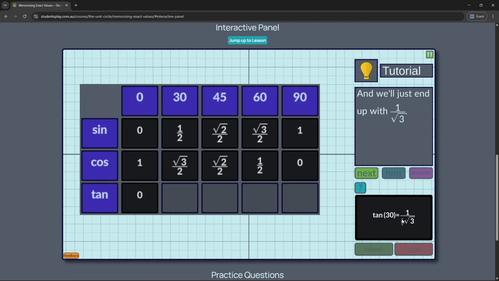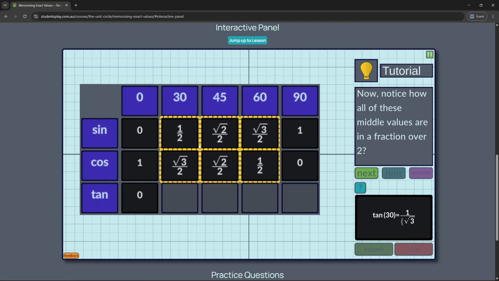And ignore the little bracket there, that's a little typo. But yeah, we end up, the 2's go away, we just get 1 on root 3. Now notice how all these middle values are in a fraction over 2. So 1 over 2, root 3 on 2, root 2 on 2, root 2 on 2, root 3 on 2, 1 on 3, they all have 2's. When we divide each of these by each other, the 2's will cancel out there as well. So really, we can just focus on the numerators.